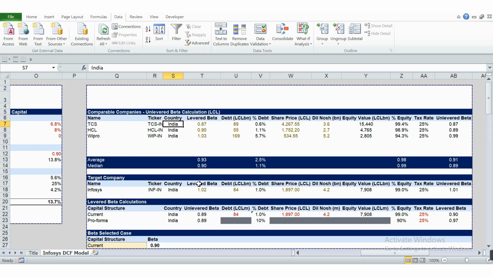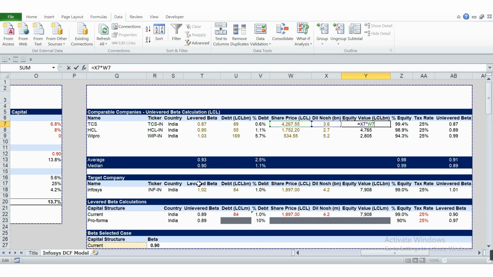Now, which country the comparable companies are based in. Then levered beta, which I can pull directly through the databases. That's why I've hard coded it and put it in golden color, to show that these are being pulled using formulas through a database. Post levered beta, I have debt, which is again available in the databases. Then we have the percentage of debt in the overall capital, the share price and diluted shares. These are again being captured from the databases.